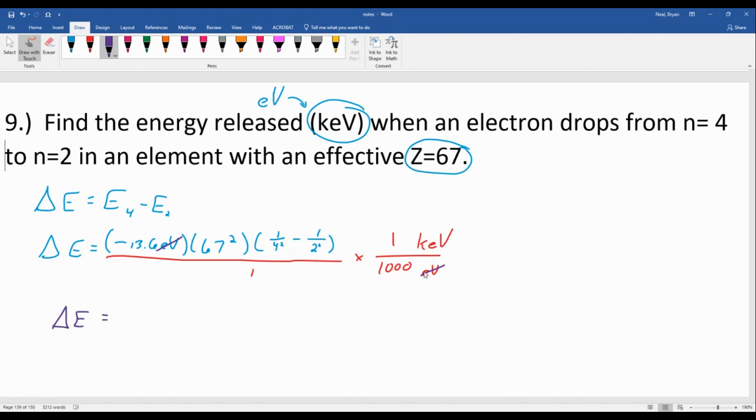All right, so don't forget all of these different parts that are going to be squared. So when you run this through, you might want to do negative 13.6 times 67 times 67 to get a number. Then you may want to work out these fractions and get that negative number, and multiply, divide by 1,000. Bit of calculator work here, but I'm confident that you can get it done. And overall, 11.45 kilo electron volts.